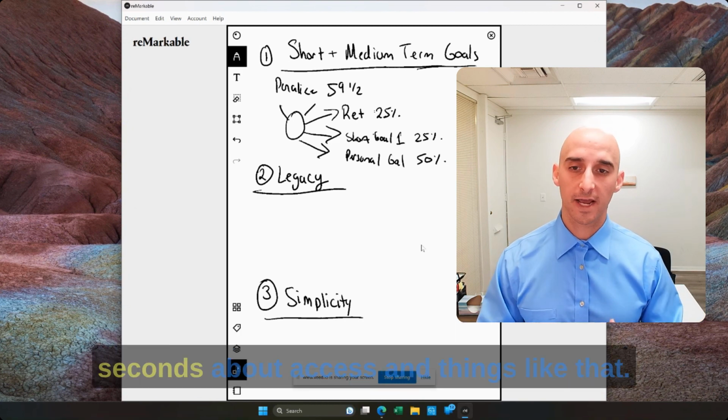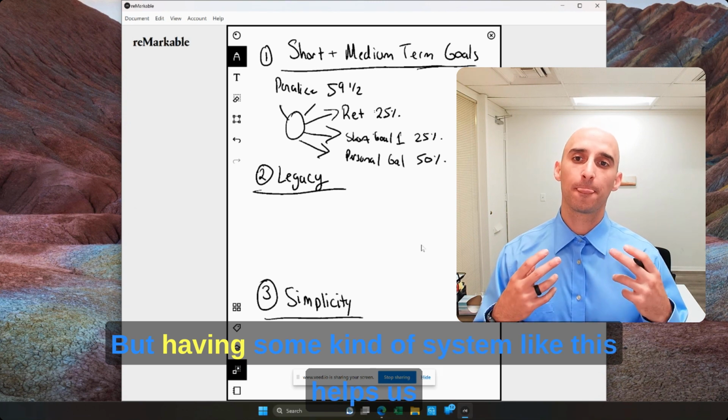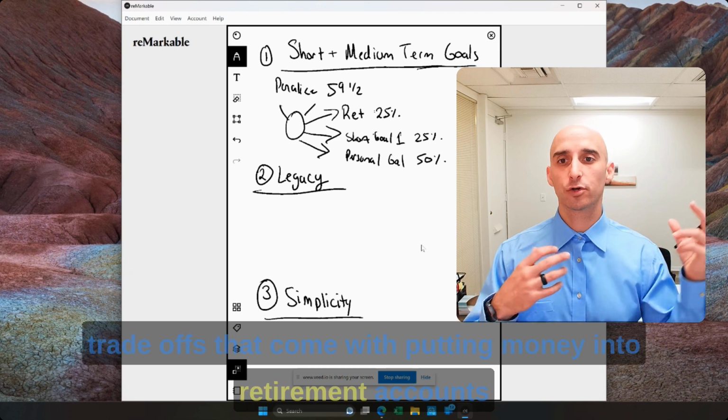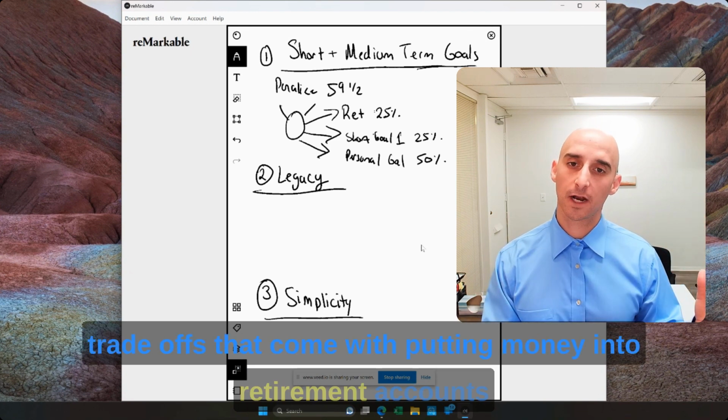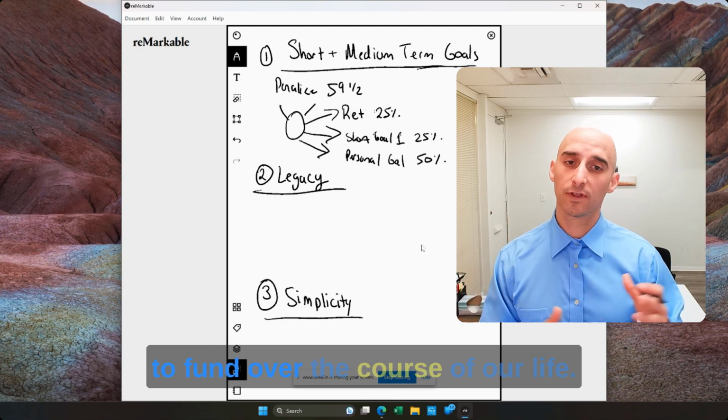And we're going to talk in a few seconds about access and things like that. But having some kind of system like this helps us conceptualize the long-term goal that is retirement, with the trade-offs that come with putting money into retirement accounts, and then the short-term goals that we also need to fund over the course of our life.